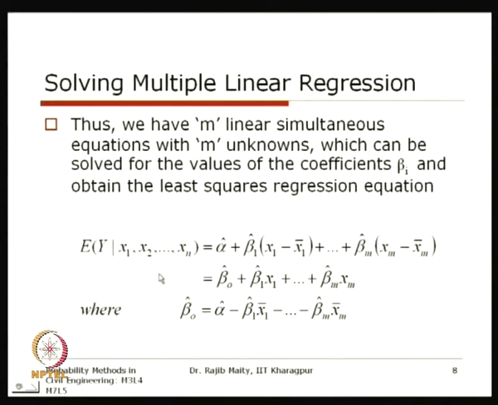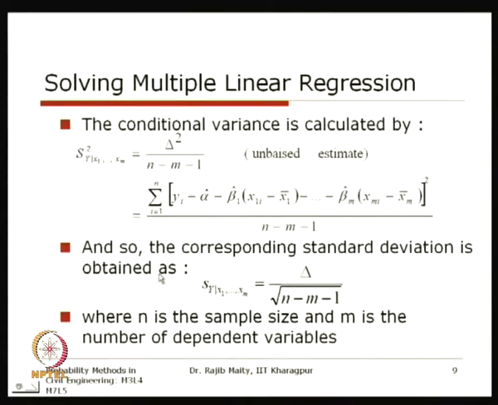So, this is the final expression for this multiple linear regression that we will get. And the conditional variance, given all those input variables, will be delta square, which is the sum of square error divided by n minus m minus 1. You can see that this delta square is the summation of y i minus alpha hat minus beta 1 cap and so on. So, this is the sum of square error divided by n minus m minus 1.